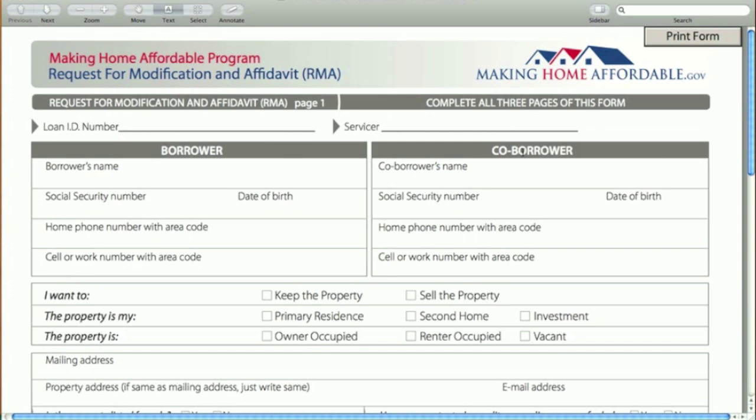Here's the co-borrower information on your right-hand side. So anyone who's also on the loan needs to go on here, your co-borrower, social security number, date of birth, home phone number with area code, and/or cell phone number if they want to do that.